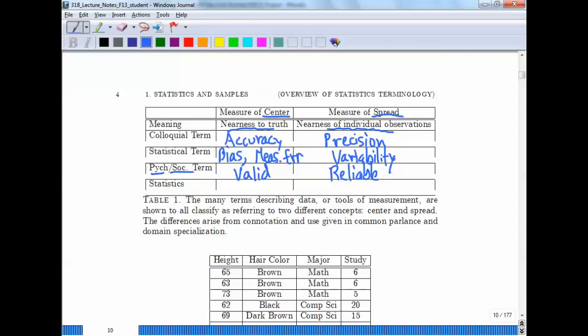There are some specific statistical terms for center we will explore later, which will be the mean, median, and then the mode, M-O-D-E. These are three measures of center. For measures of spread, we're going to look at range, and then standard deviation will be our main one we use.